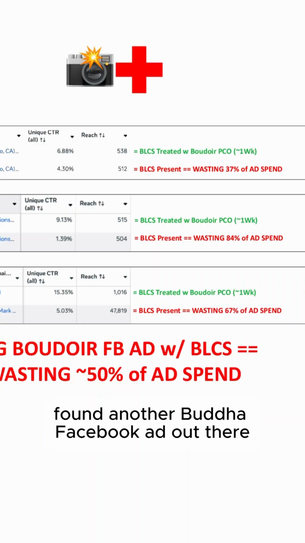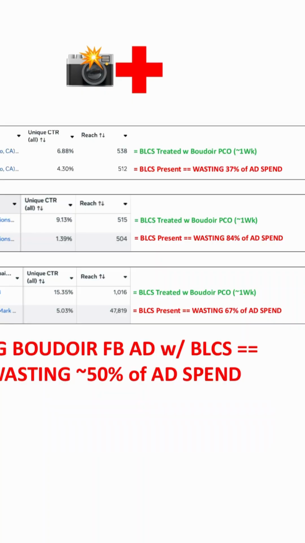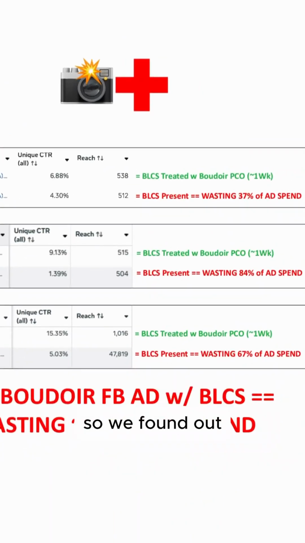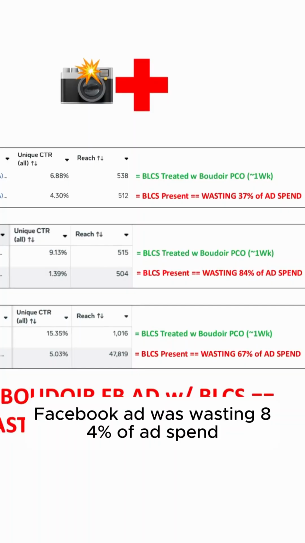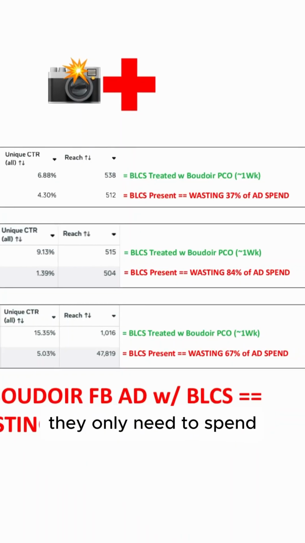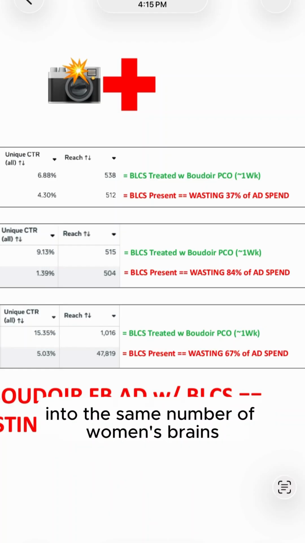Second part of my residency, found another Boudoir Facebook ad out there. Unique CTR 1.39%. Under 6%, we know that BLCS is present. Now we duplicated it, treated it with Boudoir Pico, took about a week, and got the unique CTR up to 9.13%. So we found out the original Boudoir Facebook ad was wasting 84% of ad spend. So if they're spending 10 grand a month on that original ad, now they only need to spend $1,600 a month on the Boudoir Pico treated Facebook ad, and they get their ad into the same number of women's brains in both scenarios.